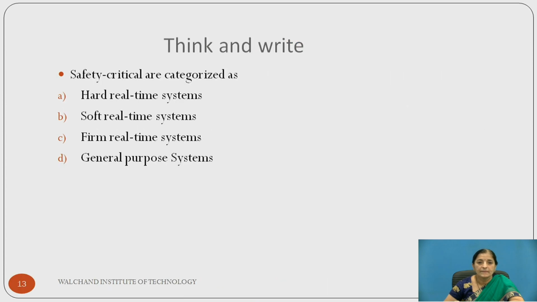Now let's pause the video, think and write. Safety critical systems are categorized as hard real-time systems, soft real-time systems, firm real-time systems, or general purpose systems. Now we have already studied the types of real-time systems. We have seen that safety critical systems are always categorized as hard real-time systems because they have stringent timing requirements. These systems have to complete their execution or the real-time task within the given deadline. If they do not produce the result within the given deadline, then it may lead to disastrous consequences or some disastrous events. So hard real-time systems are always categorized as safety critical systems.